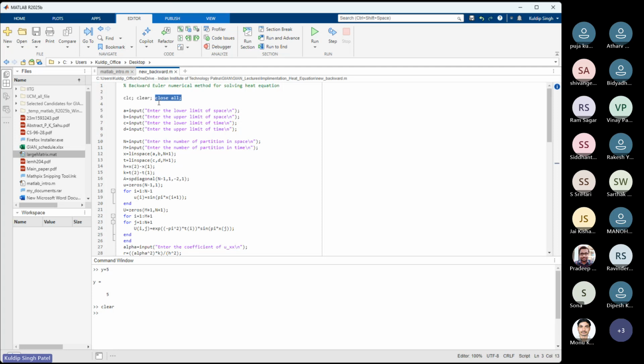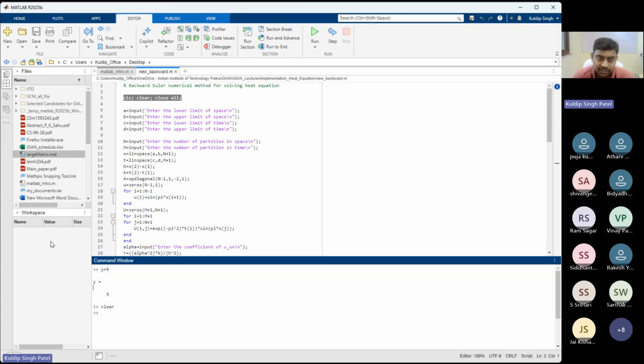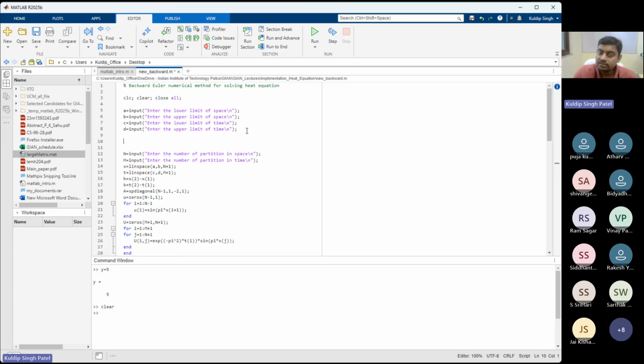What does it mean? It closes all the figures opened previously. So whatever the previous figures were, they are closed. No need to worry. Now you see these three commands. Beautiful, right? It clears the command window, it clears the workspace, and it closes all the figures opened earlier. So till here, I hope I'm clear.